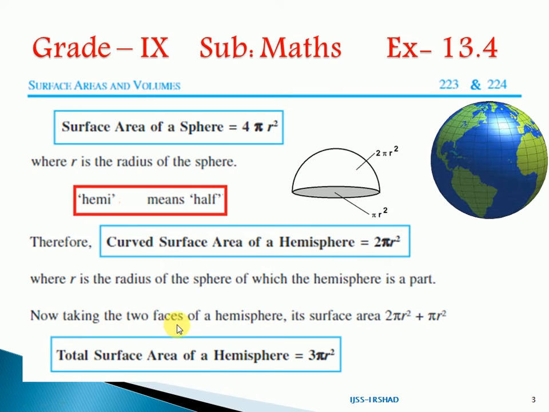Now taking the two faces of the hemisphere, we will get its total surface area. Two surfaces means this curved surface and this base one, the circular surface. The curved is 2 pi r square and the base will be the area of a circle, pi r square. We add 2 pi r square plus pi r square, we get 3 pi r square. So the area of a sphere is 4 pi r square, curved surface area of a hemisphere is 2 pi r square, and total surface area of a hemisphere is 3 pi r square. Hope it is clear to you all. Memorize all these formulas. Now move to our question.